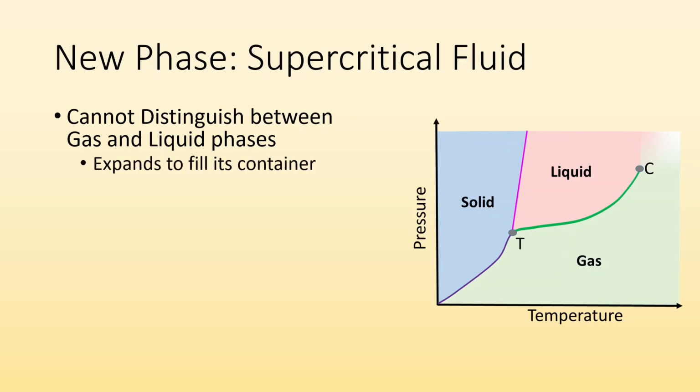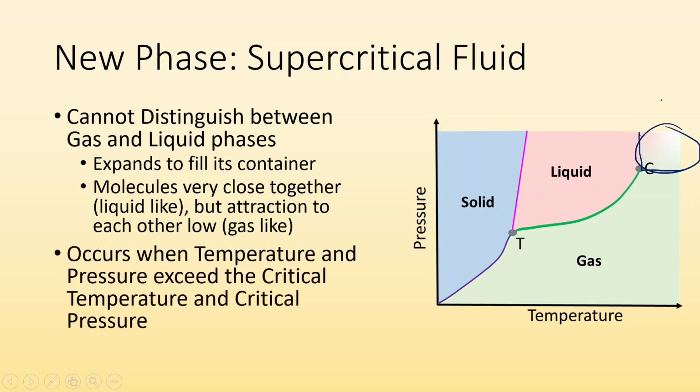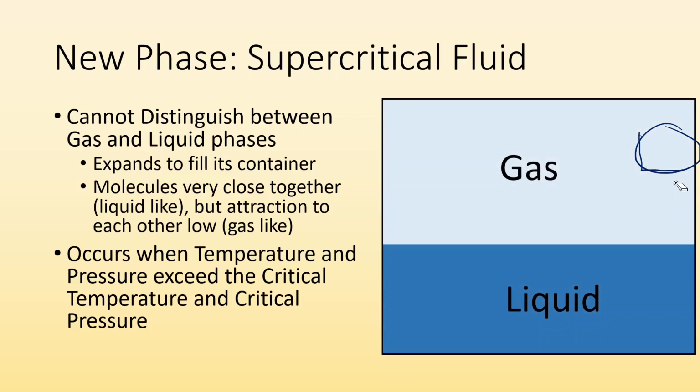It'll expand to fill its container, which is very much like a gas, but the molecules are also very close together, which is liquid-like, but the attraction to each other is still almost non-existent. So that's very gas-like. If you take a look on this phase diagram, it's this whole region up here. That's where the supercritical fluid state is. This occurs when temperatures and pressures exceed the critical temperature and pressure. So up over in that area is where you find it.